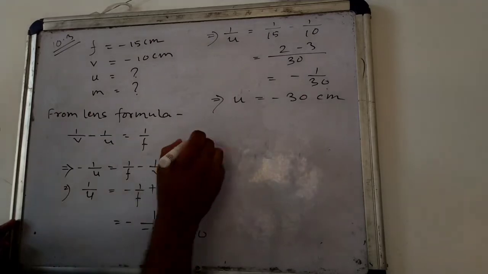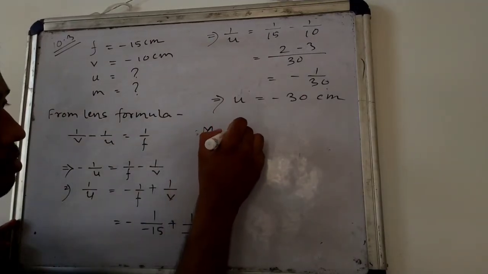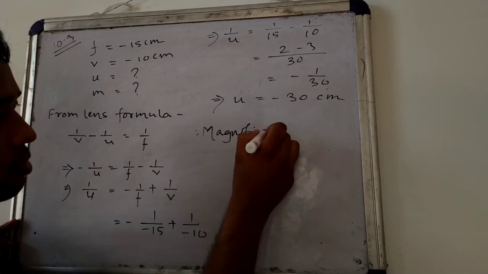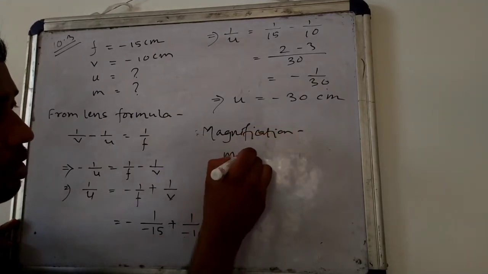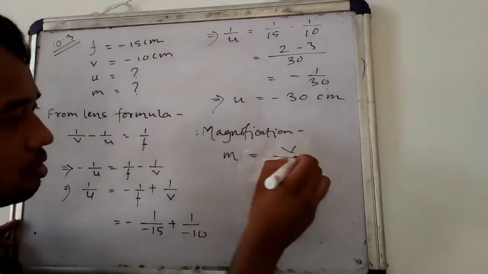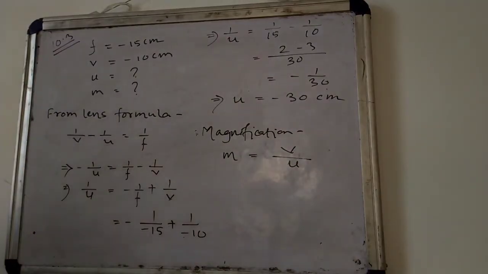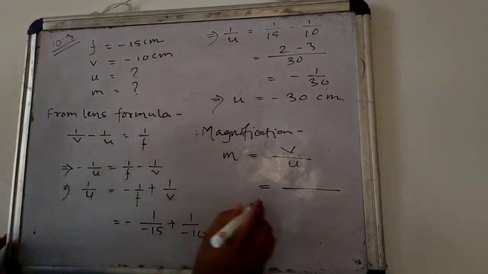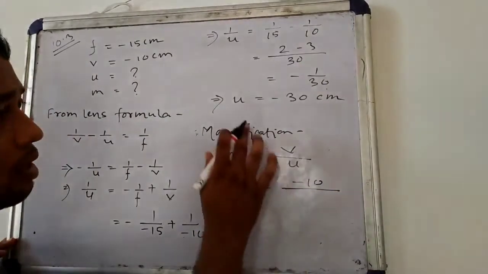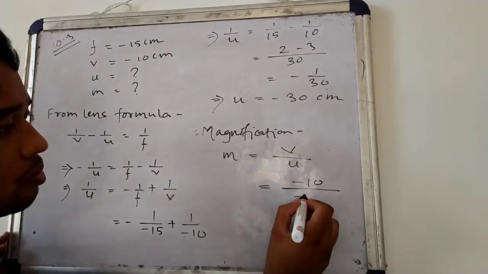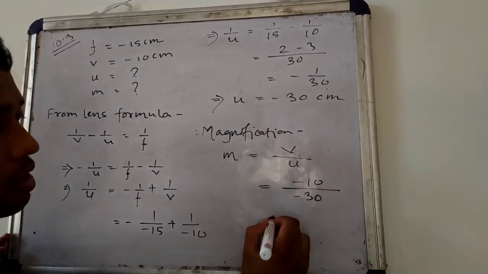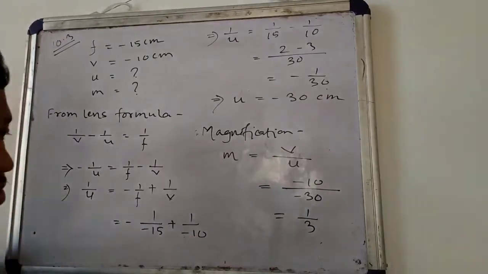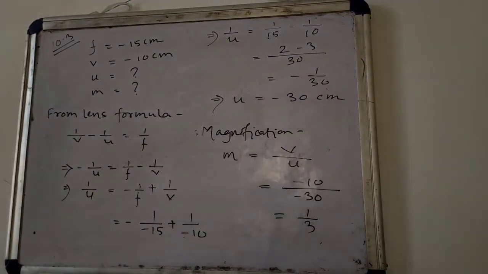Then we need to calculate magnification. The formula for magnification is v by u. For a mirror it was minus v by u, but for a lens it is plus v by u. Then put the value. v is equal to minus 10 centimeter and u is equal to minus 30 centimeter. Minus cancels, then it will be 1 by 3. So this is the magnification.